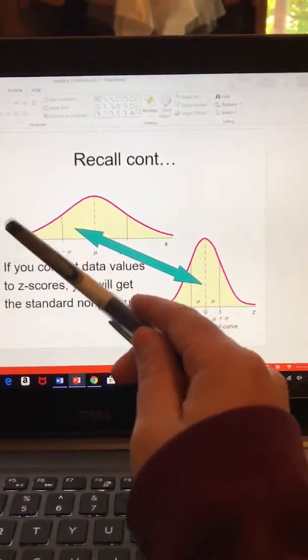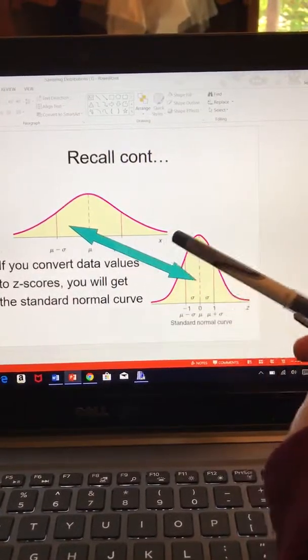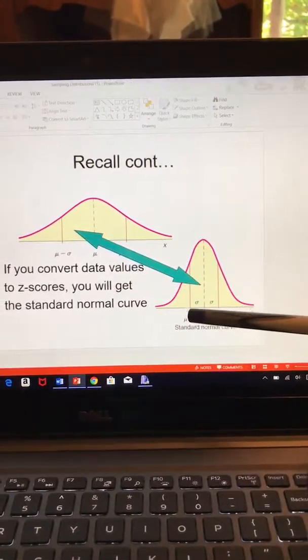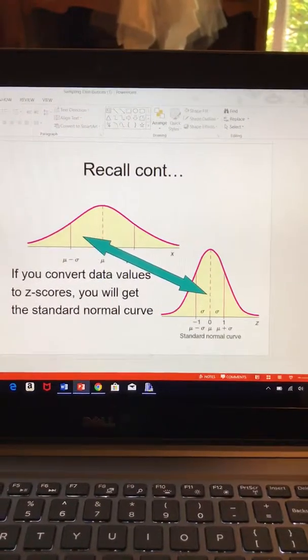So here you have any normal distribution that you have. If you convert all your data values to z-scores, you get the standard normal distribution, and then you can find your probabilities or areas using our chart.